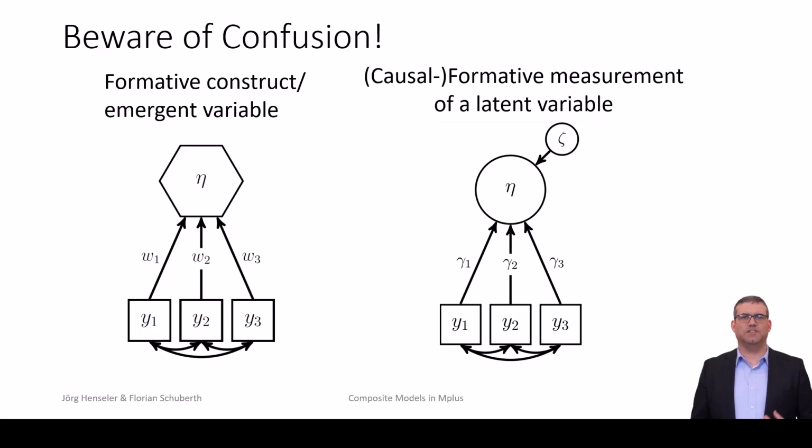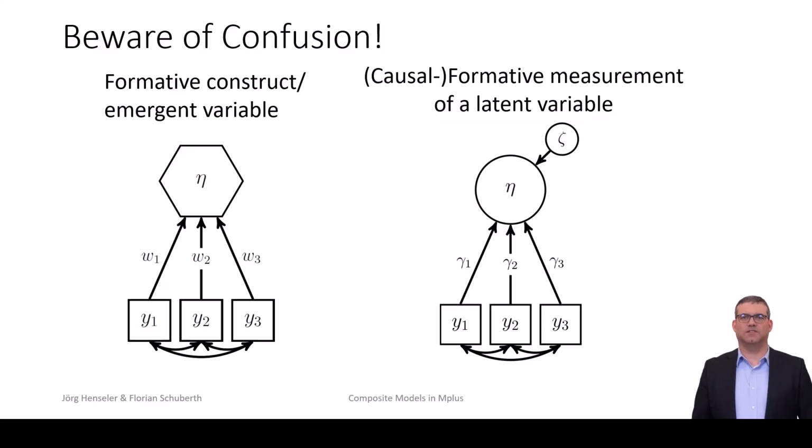Formative constructs are defined by the observed variables. That means the relationship between the observed variables and the formative construct is definitorial, and these observed variables fully explain the construct. In contrast, in formative measurement of latent variables, the observed variables are regarded as causes of a latent variable. So the arrows connecting the observed variable and the latent variables should be interpreted in a causal fashion.